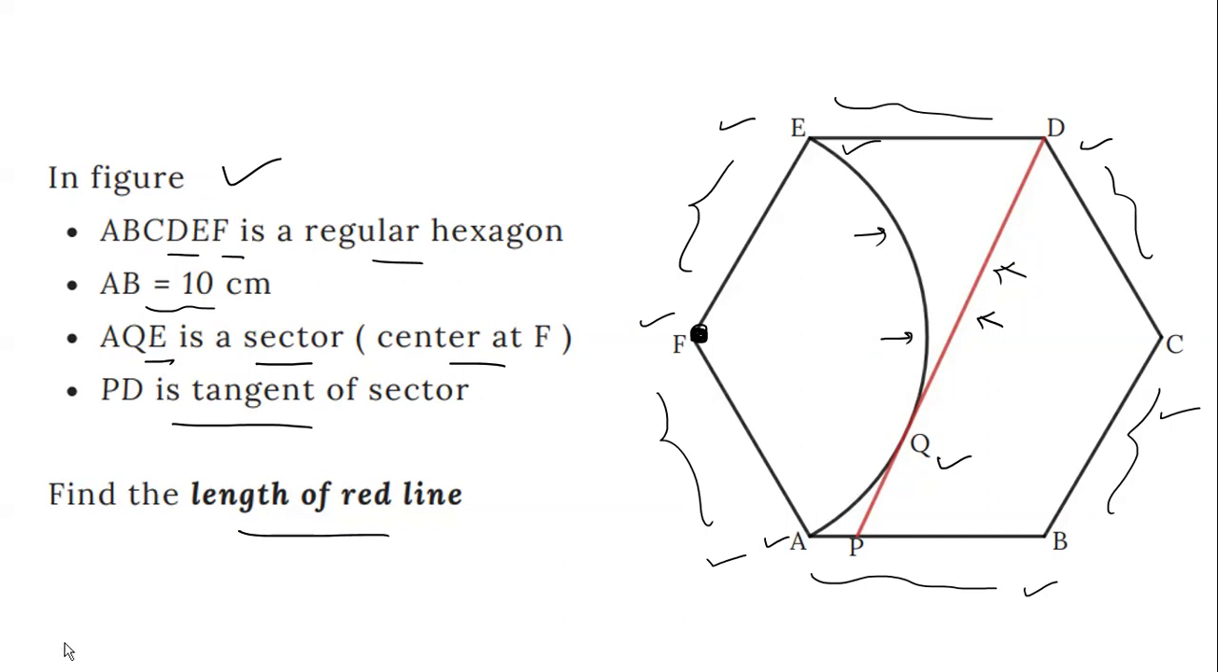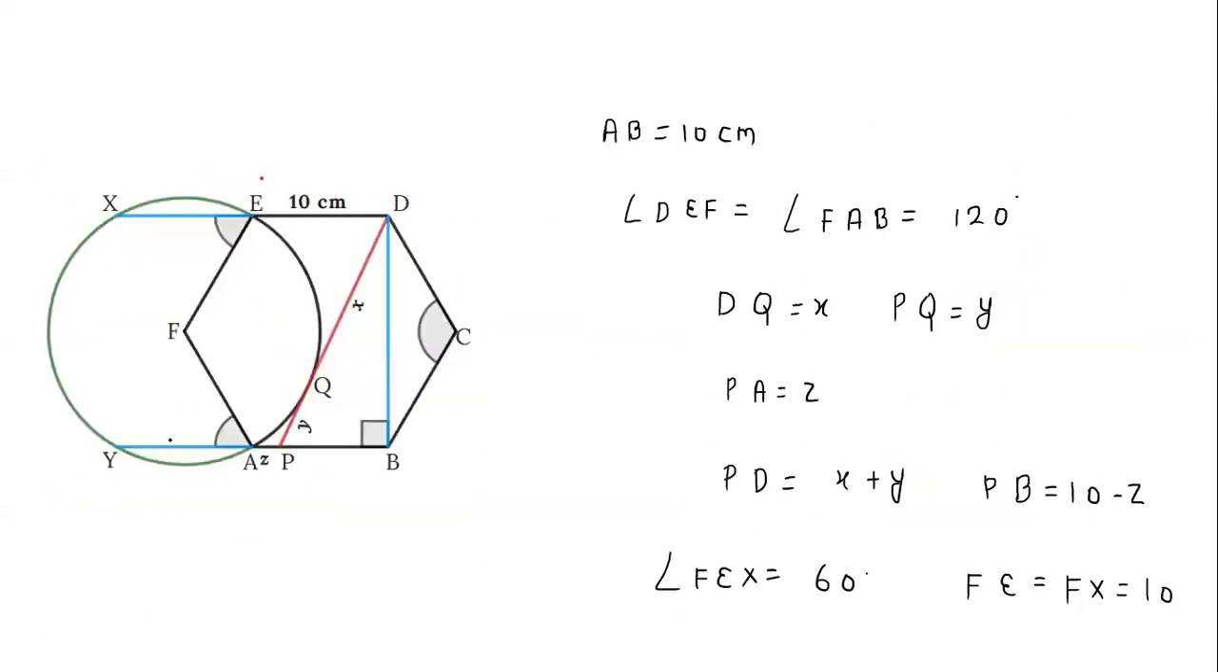So let's see how we can solve this. You see this figure. In this figure what I have done is I completed this circle. So this is the sector and I completed this circle and it will look like this, and this is the center of the circle which is F, and this is the side of the hexagon which is 10 centimeter. And you know in a regular hexagon all angles are 120 degree. So this angle is 120 degree, this angle is 120 degree, this angle is 120 degree. So all angles are 120 degree, we know.